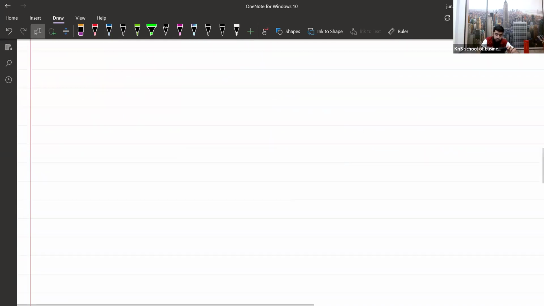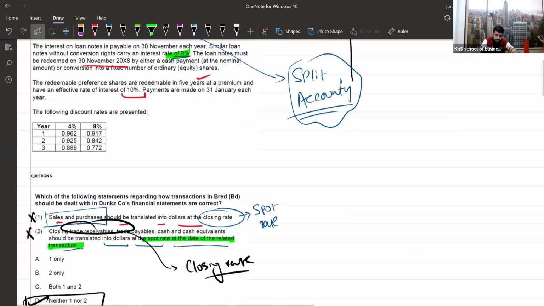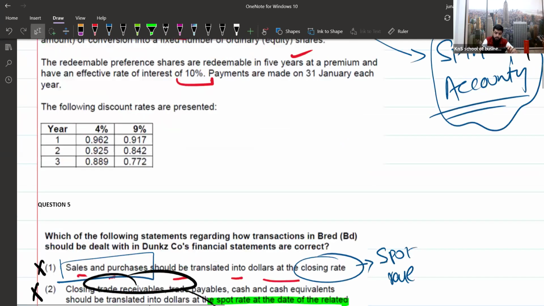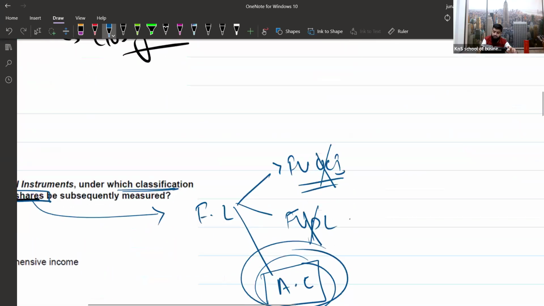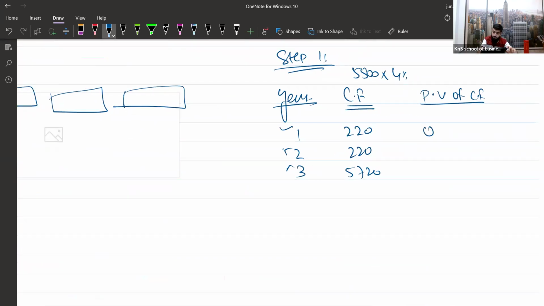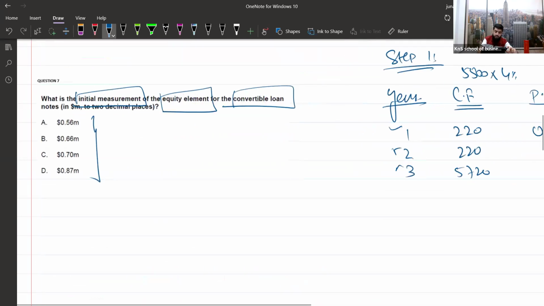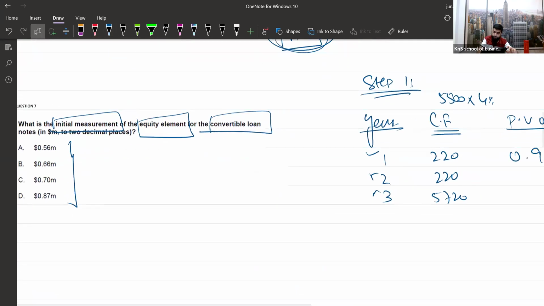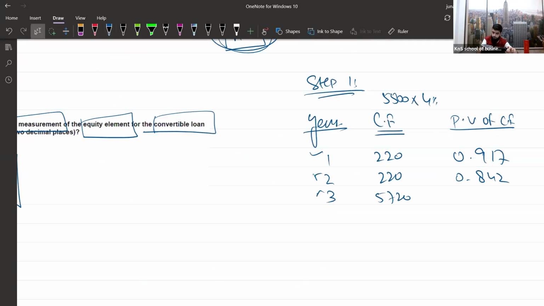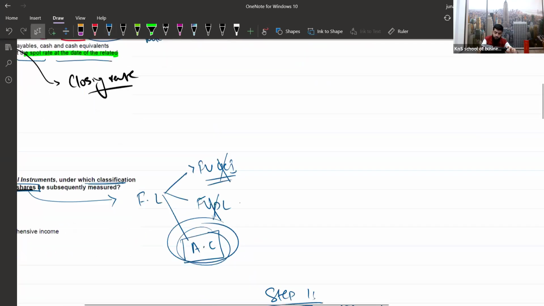In order to calculate the present value, the discount factors are given over here. But please do remember that whenever we calculate the present value, we always use the effective rate or the market rate. So the discount factors related to 9% will be considered. For year 1, the discount factor is 0.917, for year 2 it is 0.842, and for the third year it is 0.772.